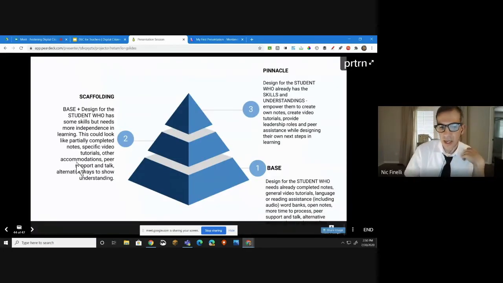This is a different way of saying the same thing, which is starting at your base. So design for the student who needs already completed notes, general video tutorials, language or reading assistance. Design to have word banks, have open notes, have more time for processing. Design all of your stuff for that.